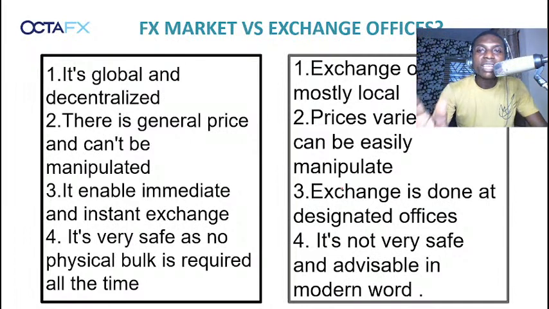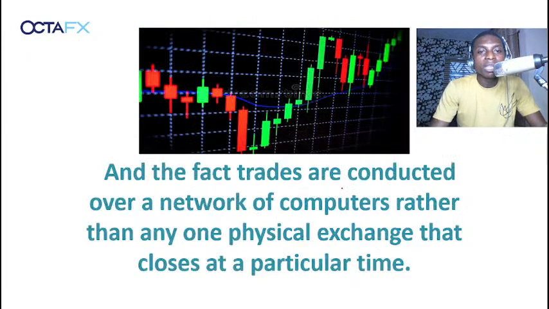Now, the exchange offices are mostly local. Prices vary and can easily be manipulated. I'm talking about a physical office. So it's different from the foreign exchange market in this sense. I'm sure many of you have seen people going to change dollars at the parallel market and all that. That's quite different. This is a global market. Okay, let's take a deep dive.